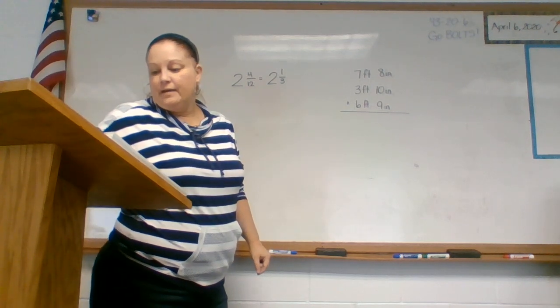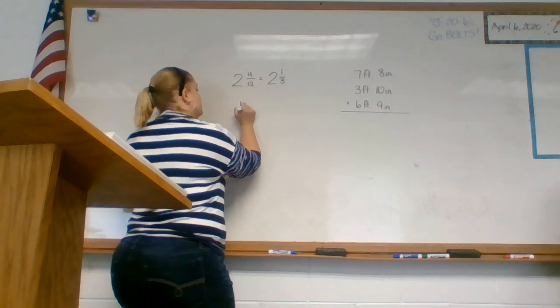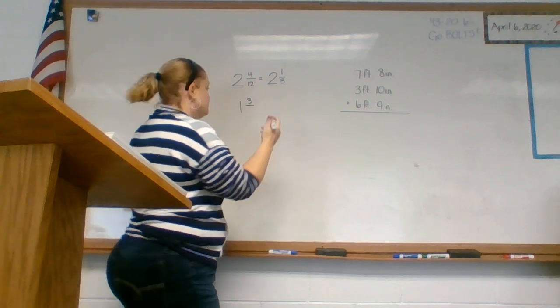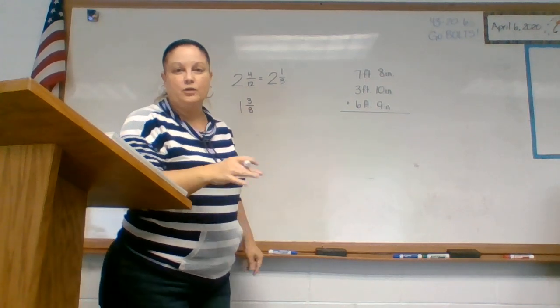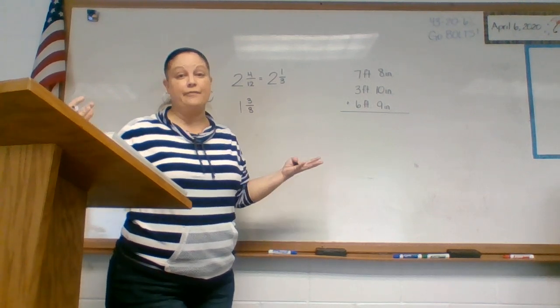All right, B, remember again, we've got a peck and 3 quarts. How many quarts did we just say are in a peck? 8. There's nothing to simplify here. So how many pecks do you have? 1 3/8. That's all that's left.